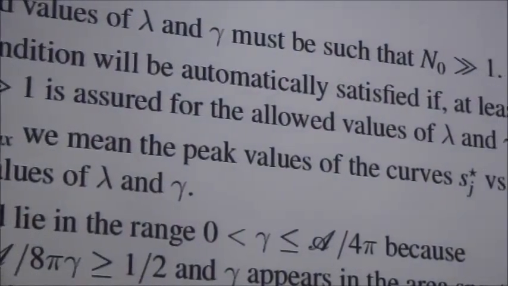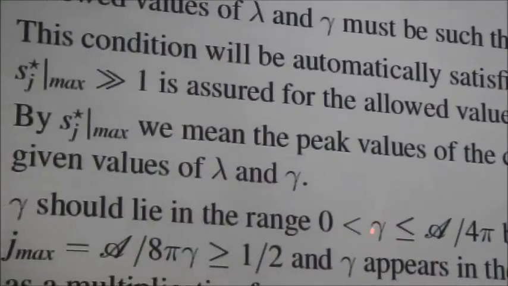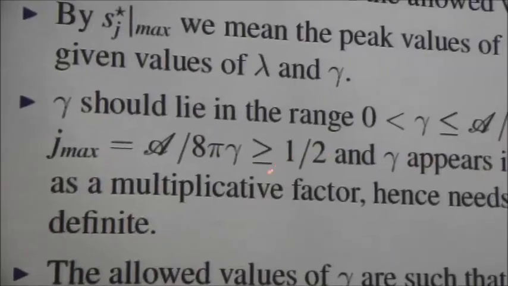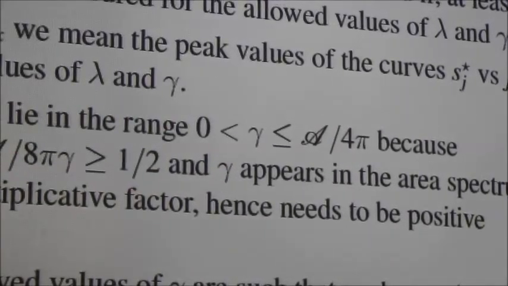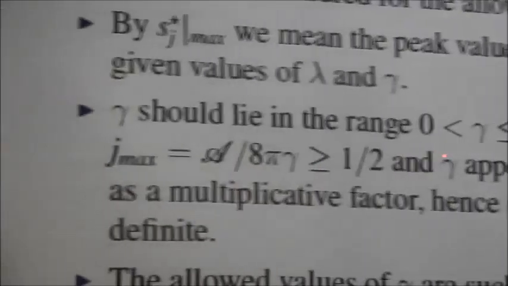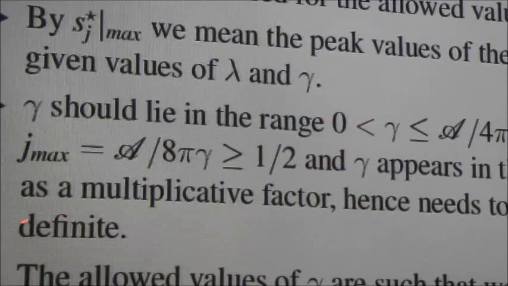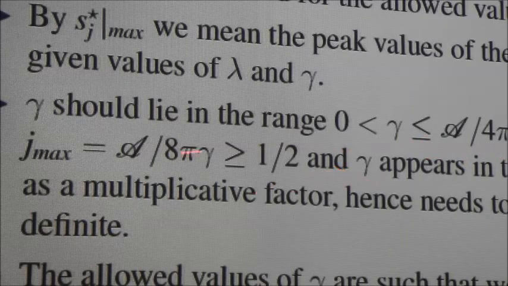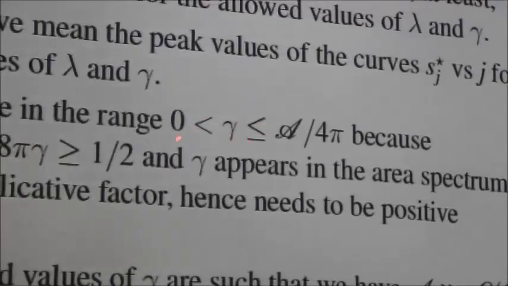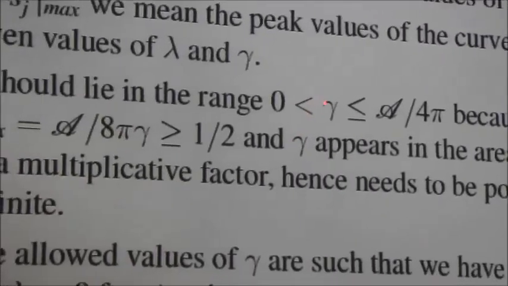Okay. Now the other bounds on this gamma are this, of which the upper bound follows from this thing that J max should be greater than half, and the lower bound follows from the fact that since gamma appears as a multiplicative factor in the area spectrum, it has to be positive definite. So this is how the bound on gamma appears here, which I have to look for.